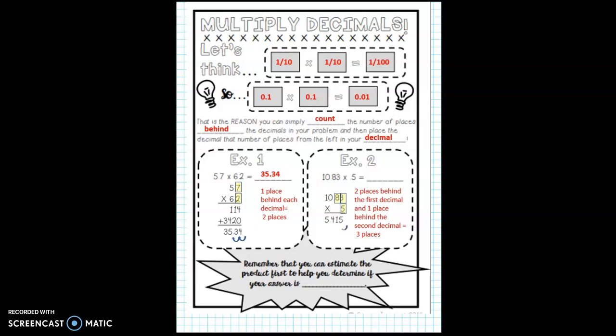If we start at the right and count over 1, 2, 3, this tells us our decimal belongs between the 5 and the 4 to give us an answer of 5 and 415 thousandths. And 5 definitely falls between our estimate of 0 and 10, so we know that this answer is also correct and we placed the decimal in the right spot. Remember that you can estimate the product first to help you determine if your answer is a reasonable answer.